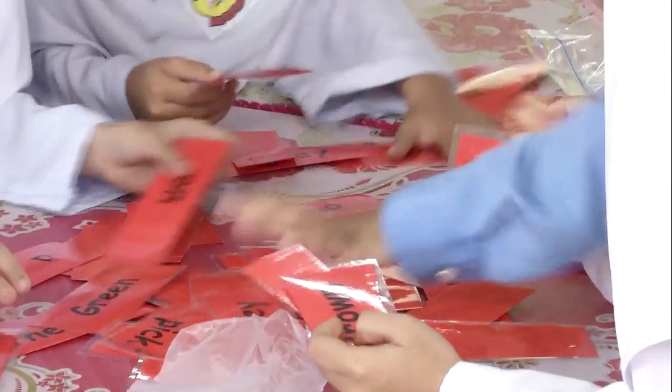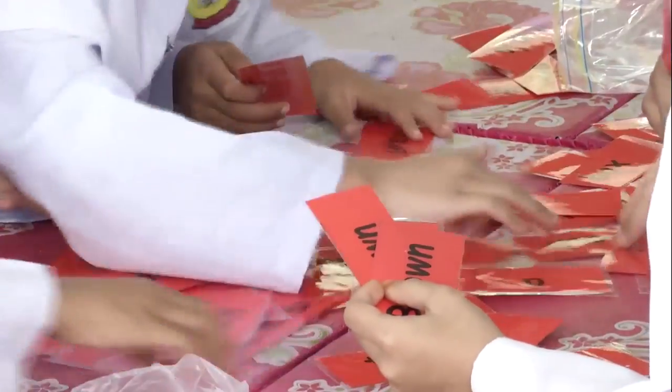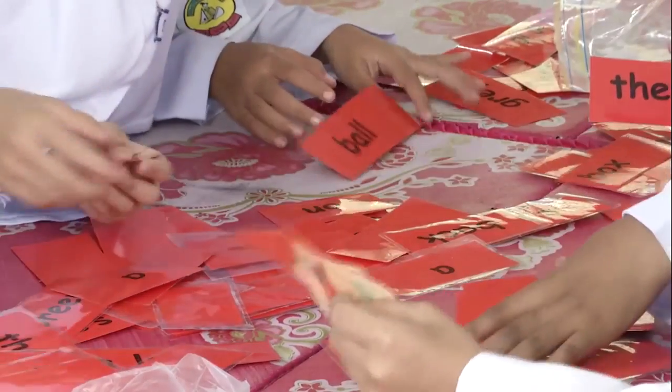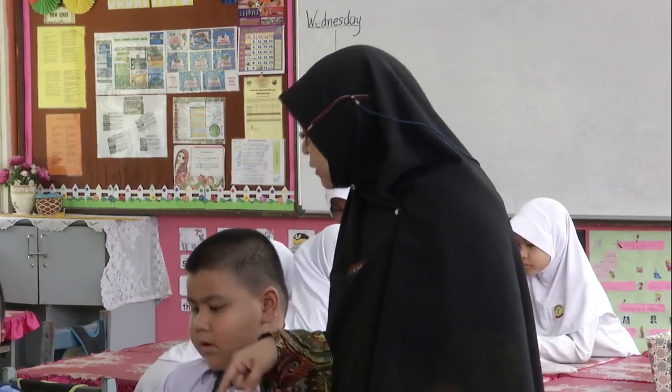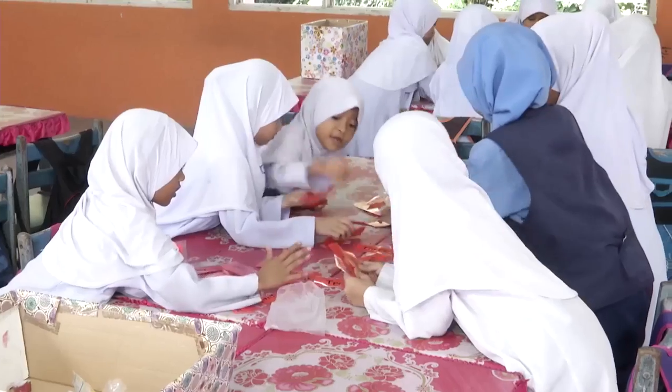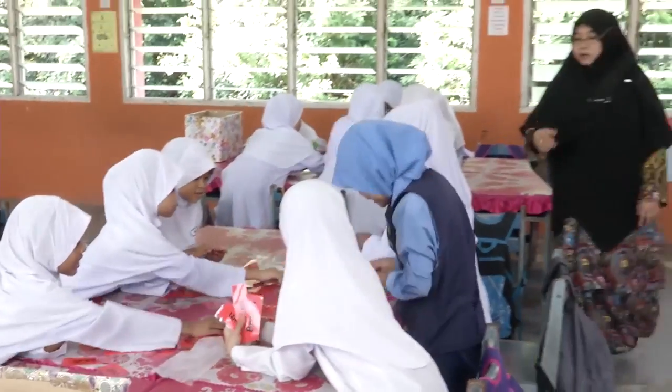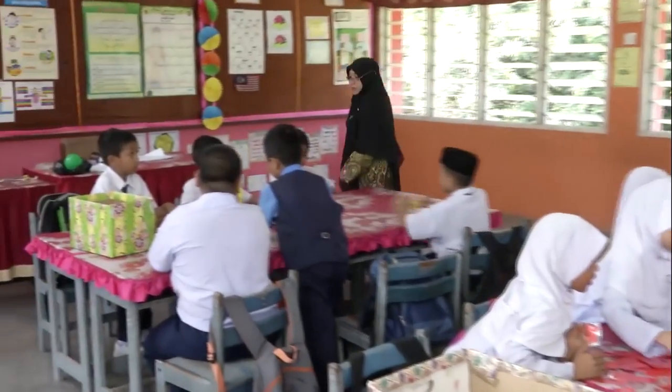Arrange the words, please. What is the first word? Brown. Brown. Okay. Look at the word brown. Who has the word brown? Okay. Put it on the table. Very good. Everyone find brown. Brown, brown, brown.